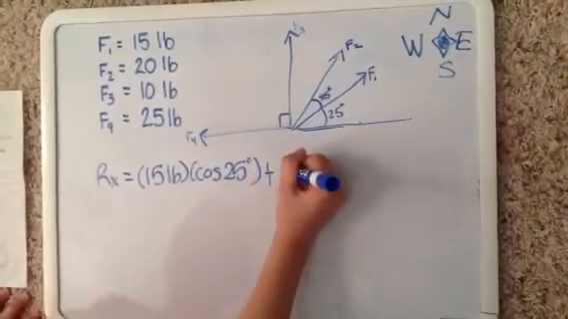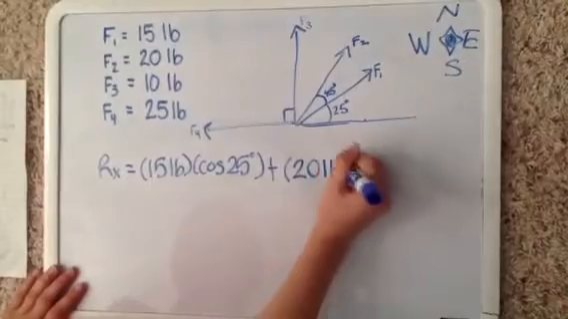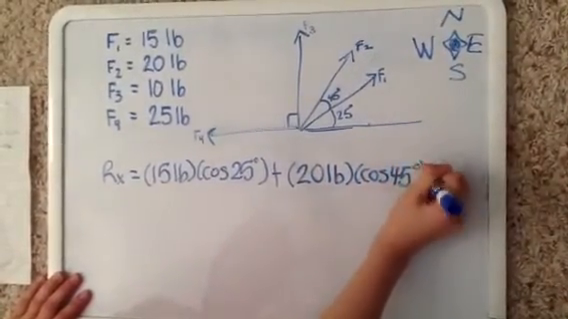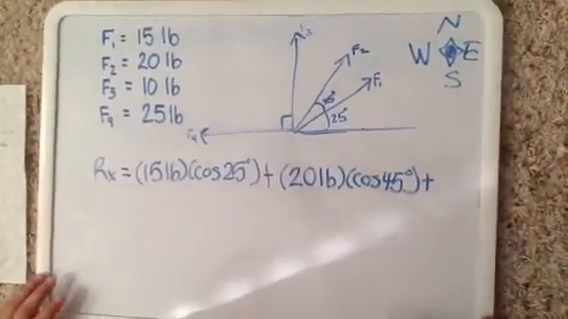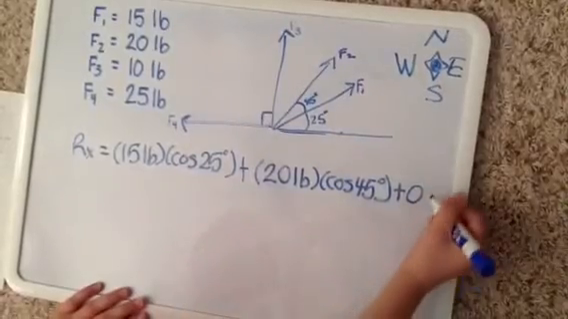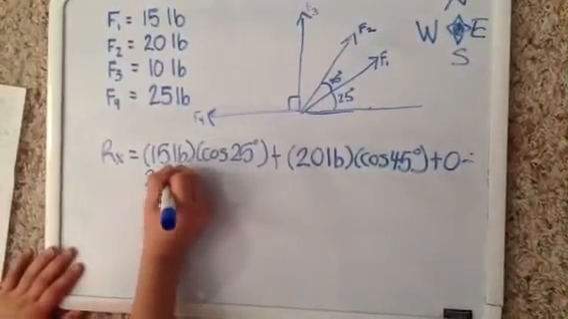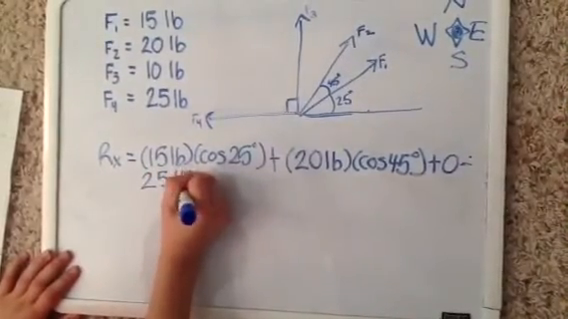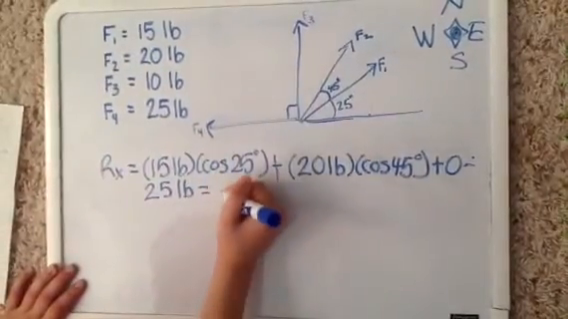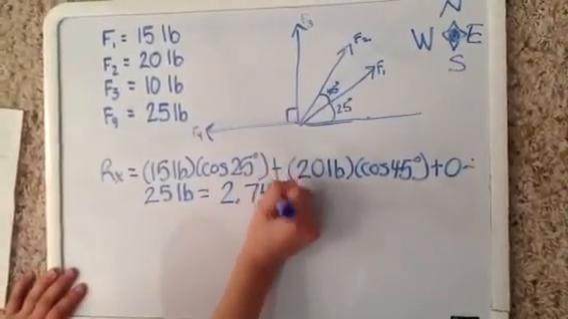And we'll add that to F2's x component, which is 20 pounds cosine 45. And that will add to F3's x component, which is 0, because it's only pointing in the y direction. And then we will subtract F4's x component, which is 25 pounds, because it's pointing in the opposite direction from all the other x components, and then that equals overall 2.74 pounds.